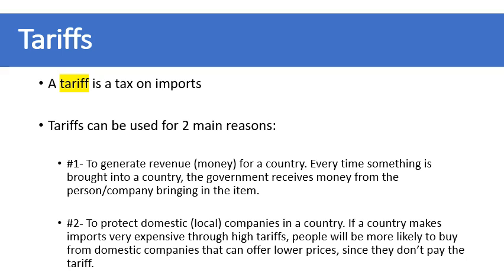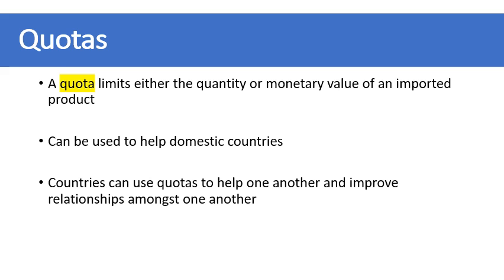So our second trade barrier is a quota. Now a quota limits either the quantity or the monetary value of an imported product. So let's assume that there is a quota placed on bicycles coming into the United States. The United States may say that we're putting a quota in place of only importing 200 bicycles. That would be an example of a quantity quota.